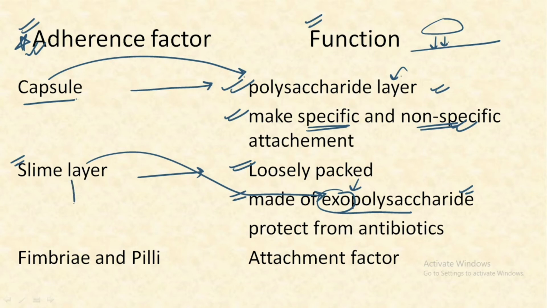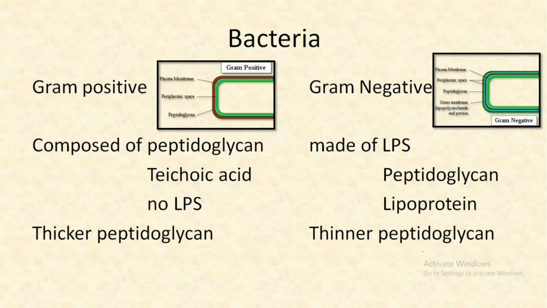And this slime layer protects the microbes from the antibiotics. And then we have fimbriae and the pili, which also act as an attachment factor for the microbes. So let's discuss the types of bacteria. We have mainly two types of bacteria: one is gram positive and the other one is gram negative.